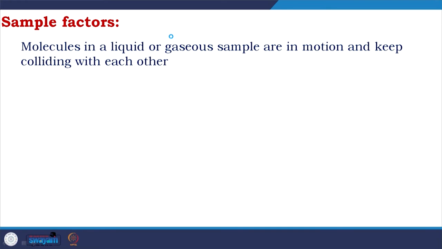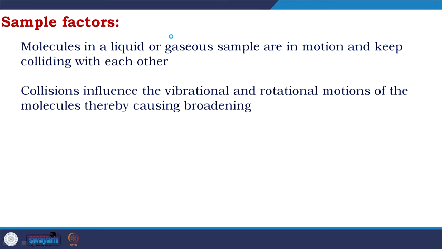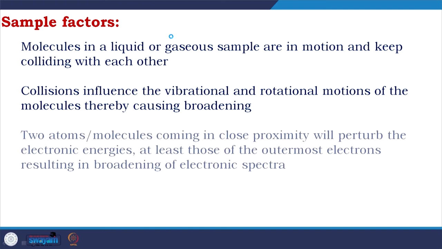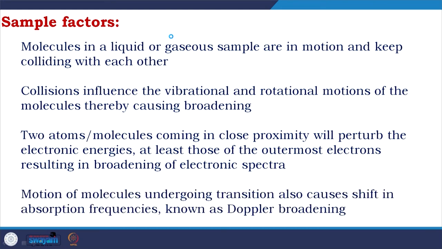Sample factor. Molecules in a liquid or gaseous sample are in motion and keep colliding with each other. Collisions influence the vibrational and rotational motions of the molecules, thereby causing broadening. Two atoms or molecules coming in close proximity will perturb the electronic energies, at least those of the outermost electrons, resulting in broadening of the electronic spectra. Motion of the molecule undergoing transition also causes a shift in absorption frequency, and that is significant, and that is known as Doppler broadening. So, instrument factor and sample factor.